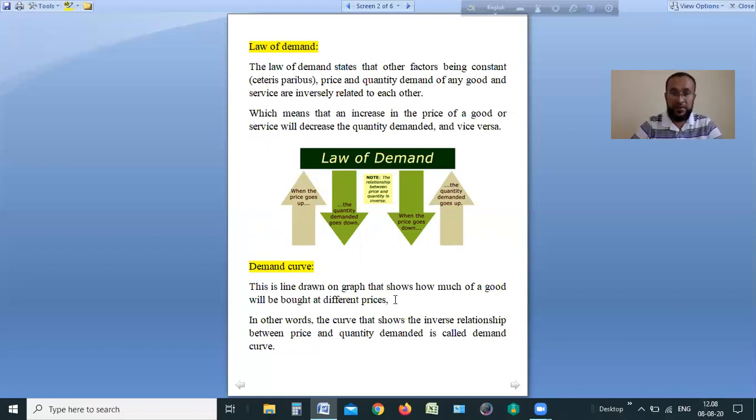Now let's move to the demand curve. What is the demand curve? The demand curve is simply a line drawn on a graph to show the relationship between price and quantity demanded. In fact, it is showing the inverse relationship between price and quantity demanded.